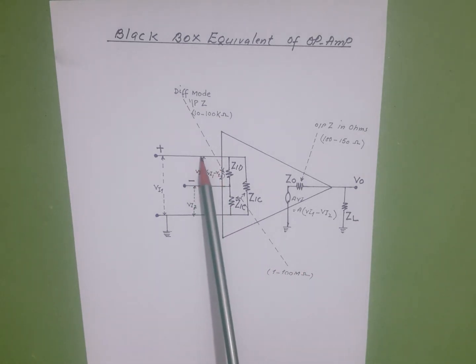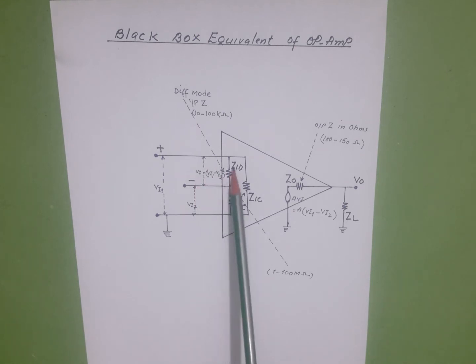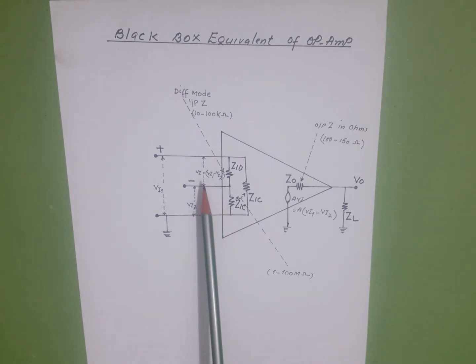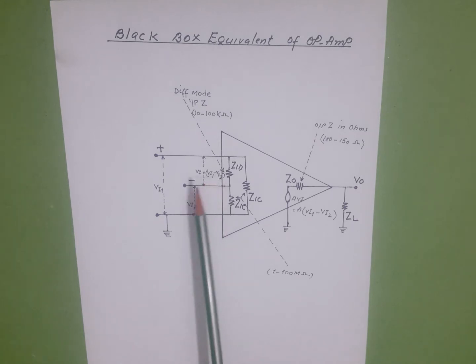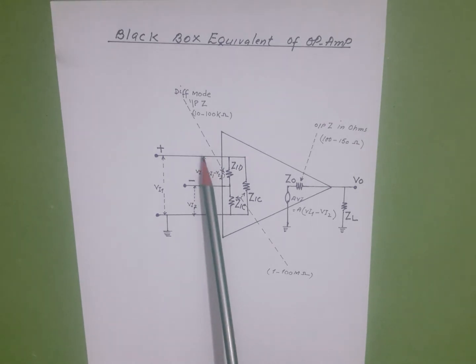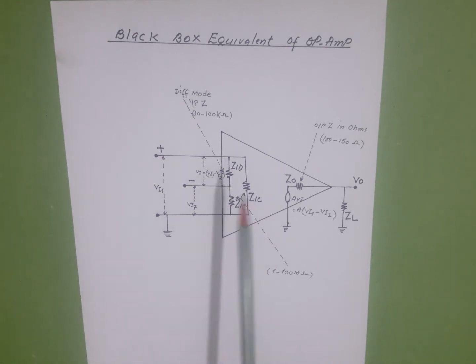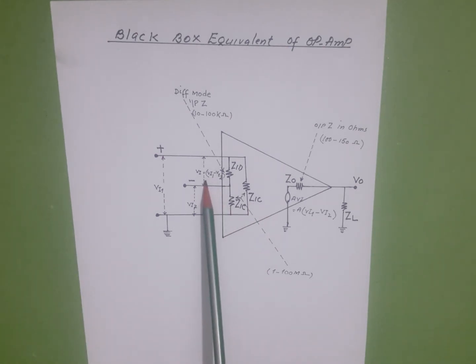V input applied here is across ZID. ZID is the differential mode impedance. See that V input is equal to V input 1 minus V input 2. This indicates that when both inputs are applied, they are applied between this terminal and this terminal. The amplifier is working in a differential mode, and it will amplify the algebraic difference of these two voltages.